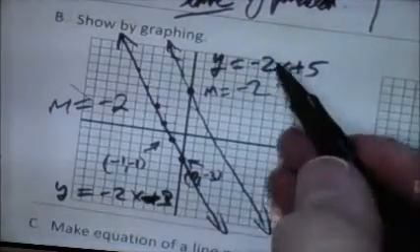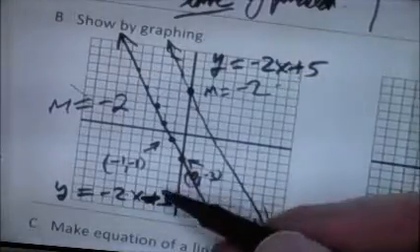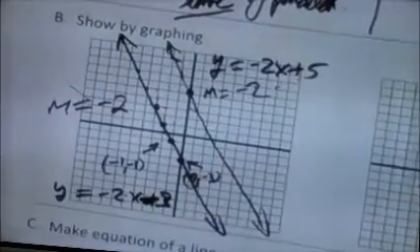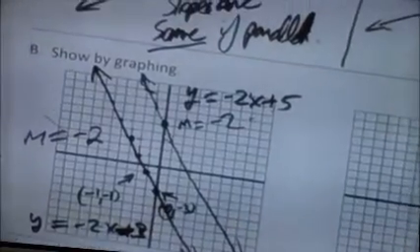But what I want to emphasize here is the slopes are the same. If the places it hits the y-axis are different, then you have parallel lines. If it's the same, then it's actually the same line on top of itself.